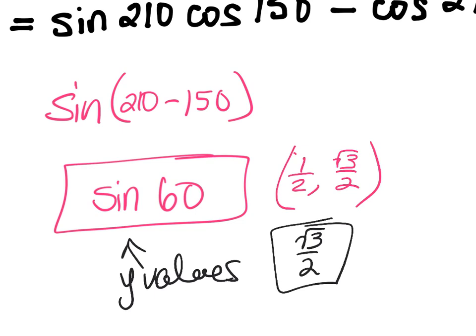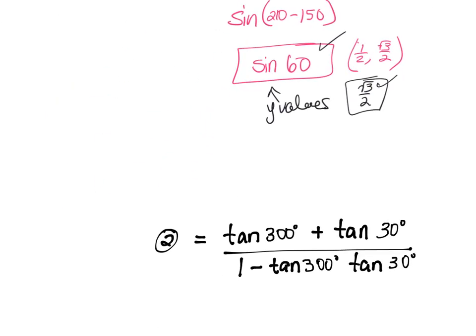If all you did was just say, oh, in my head, I did 210 minus 150, I got 60, that's fine. But if you don't show me that, I'm not giving you credit. You write it as the sine, cosine, or tangent of an angle, which is right here. Then you tell me what the exact value is, which is here. Understand?